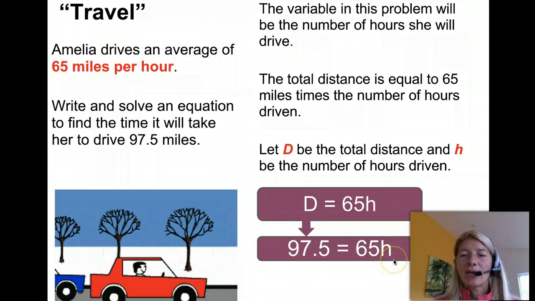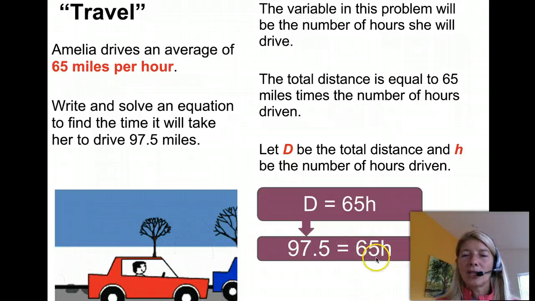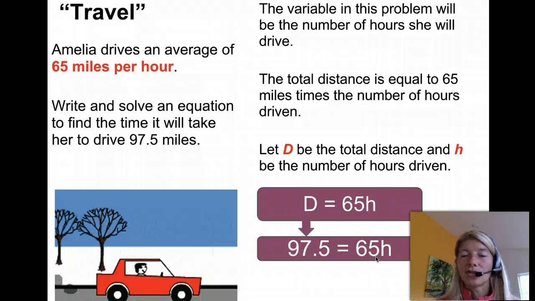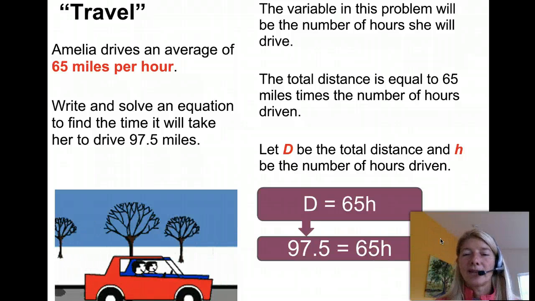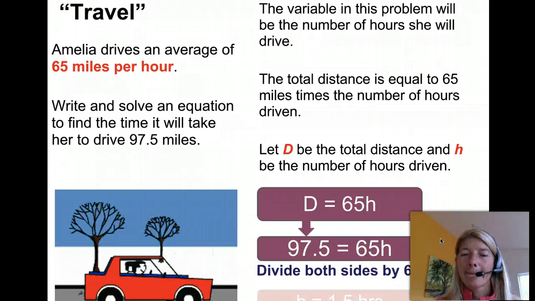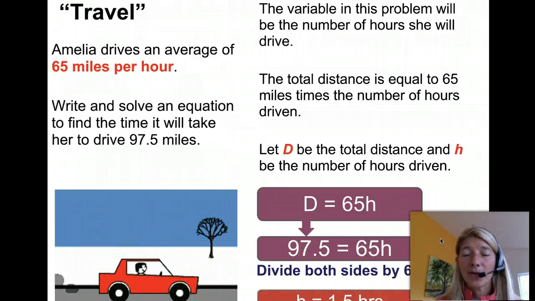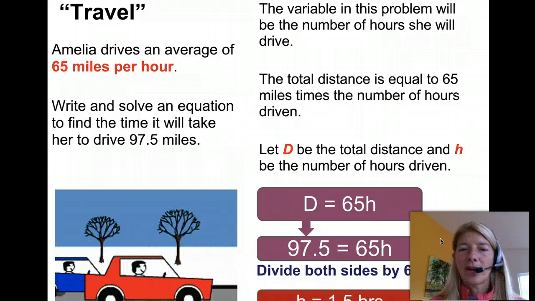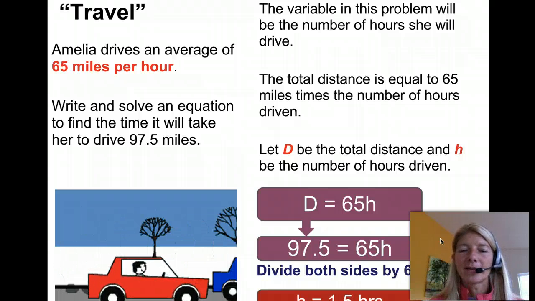In order to do that, we need to undo this multiplication. We need to get the 65 away from the h. So we just divide both sides by 65. Use your calculator, and you get 1.5 hours. So it will take her 1.5 hours to drive 97.5 miles.